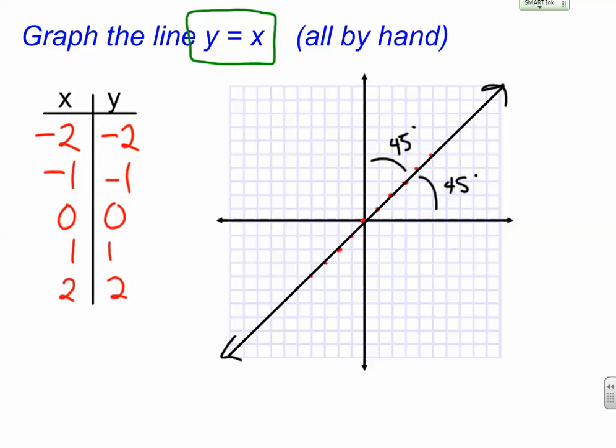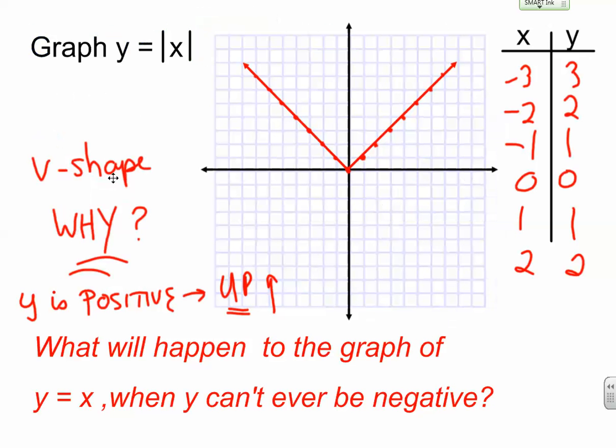So what happens if we just change this to x equals the absolute value of y? And so I said, why is it a V shape? Well, the y equals x line went straight down because when x was negative, y was negative. But now we're saying when x is negative, y is positive. And when x is positive, y is positive. Therefore, we go left up, right up, left up, right up, because y is up when it's positive. So that's how we get this V shape for the absolute value of x.